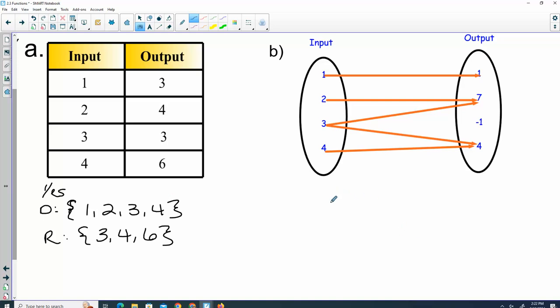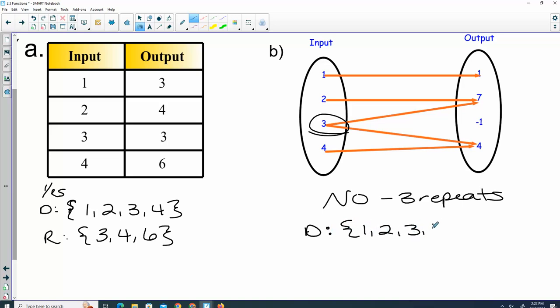Is B a function? No, the 3 repeats. We have the same input twice. What is the domain? What is the range? Did we ever even use the -1 though? No, so we don't even really need to list that. The only y values that got used were 1, 7, and 4.